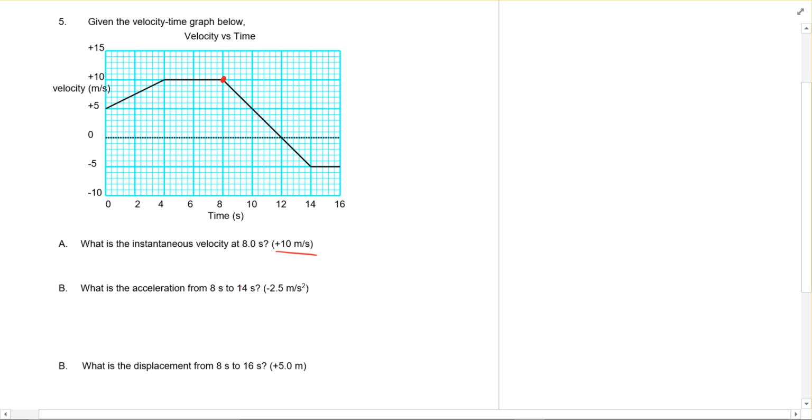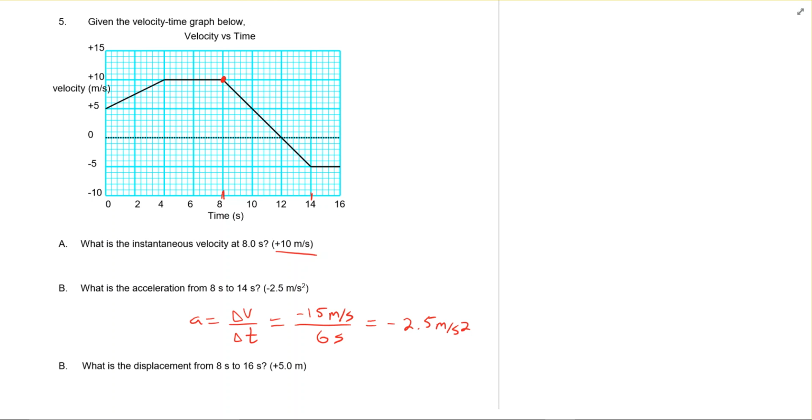What is the acceleration from 8 seconds to 14 seconds? This could just as easily say, what's the slope from 8 seconds to 14 seconds? Because acceleration on the velocity time graph is the slope. So if you do that, I've got change in velocity over change in time. Could just as easily say rise over run. You end up with negative 2.5 meters per second squared.